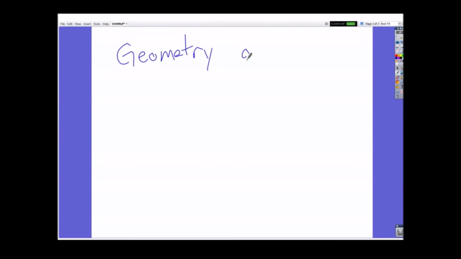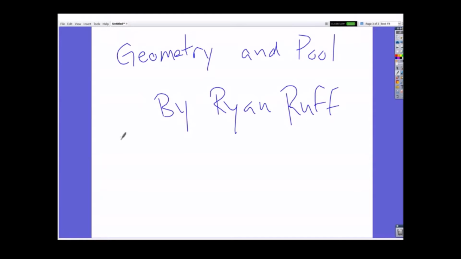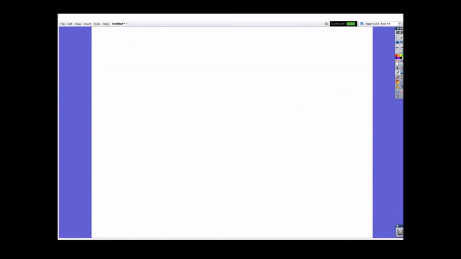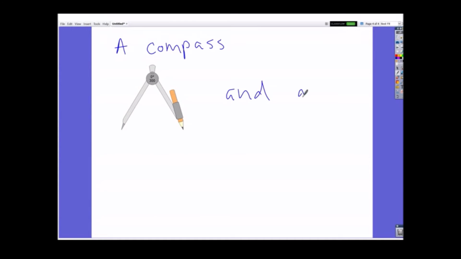Welcome to Geometry and Pool. I'm Ryan Ruff, and today we're going to be talking about how you can use some of the things you've learned in geometry to help improve your pool game. We're going to be setting up these shots using a compass and a straight edge.